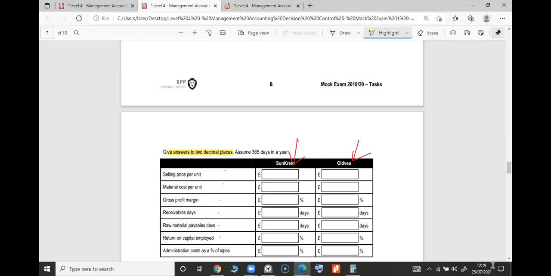Assume 365 days. Oh, look at this. Even the days you need to give to 2 decimal places. When they say 2 decimal places, make it 2 decimal places. I saw Shazad's answer, which should be correct. Like maybe it's 37. I don't know. Maybe it's 36.66. If it's 66, take it to the 66. You're understanding me?